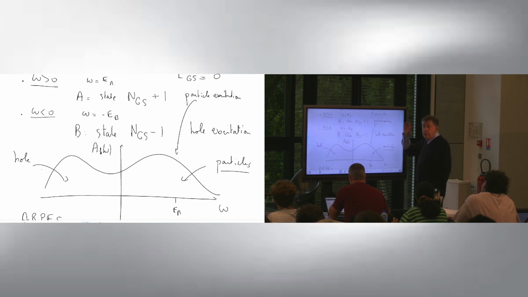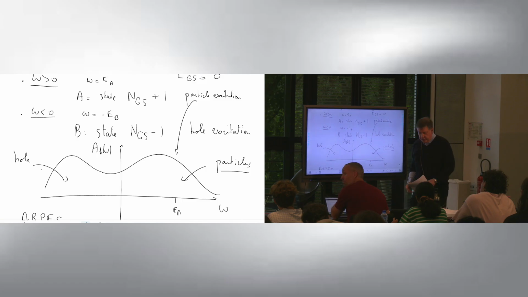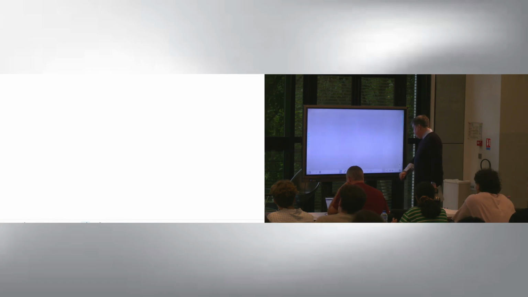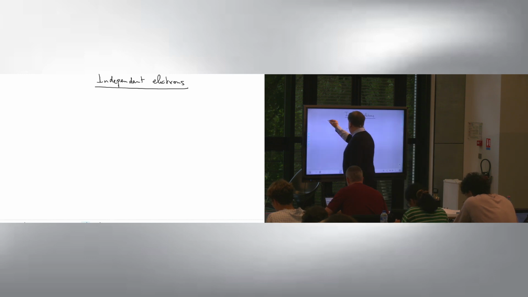Questions? Clear? Obvious? Okay. Let's continue. Two examples, which I will basically leave you as an exercise. They are very simple examples, but we will reuse them in the following. The first one are independent electrons. So the first part of the Hubbard model.